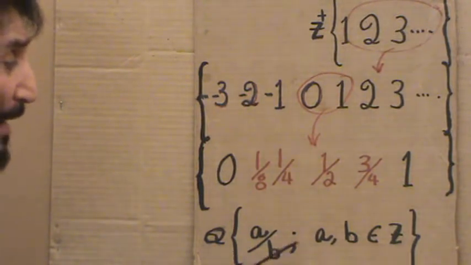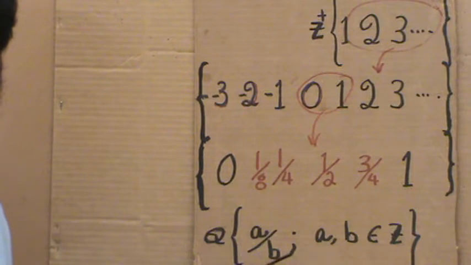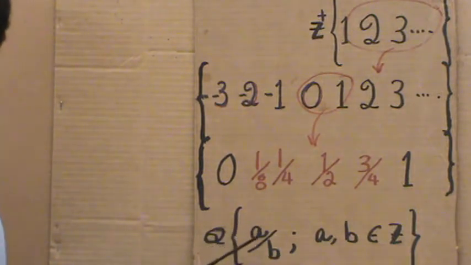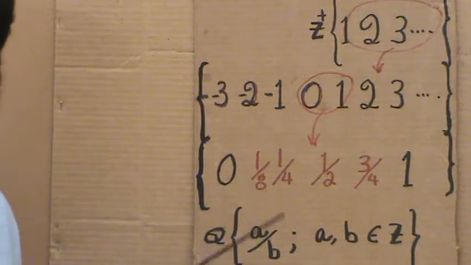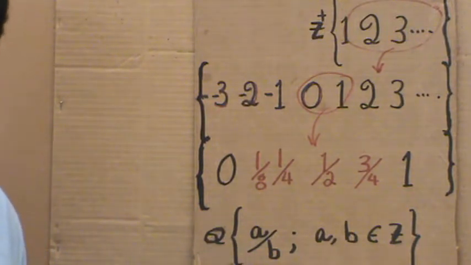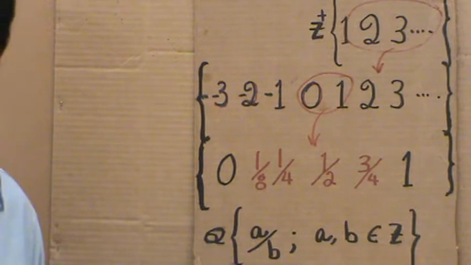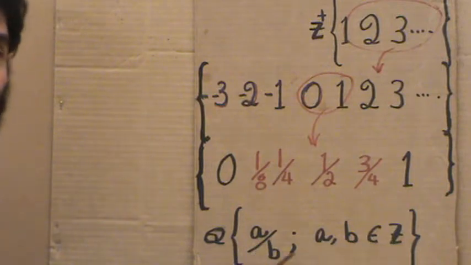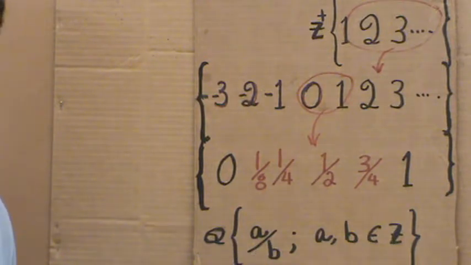If you notice the definition of rational number in the textbook, they say the set of all a over b, where a and b are integers and b is not 0. I don't have to say b is not 0, I didn't put it here, because if b is 0, we are not dealing with numbers to begin with. So there is no need really to mention it. So this is the way the set of rational numbers is presented.